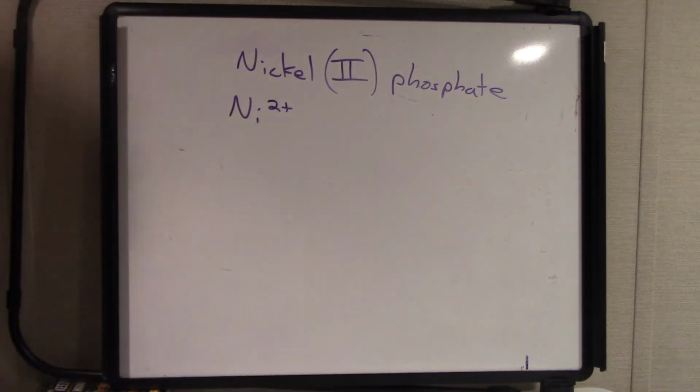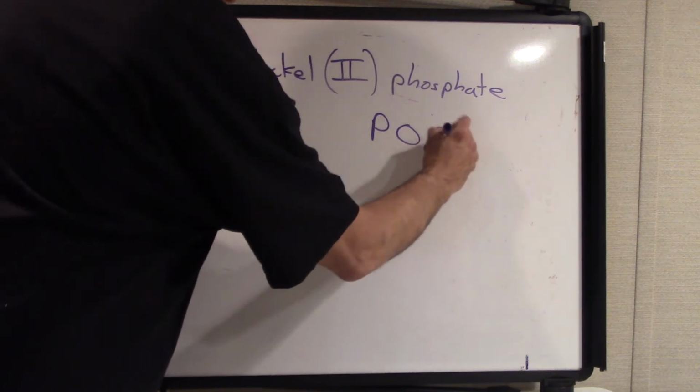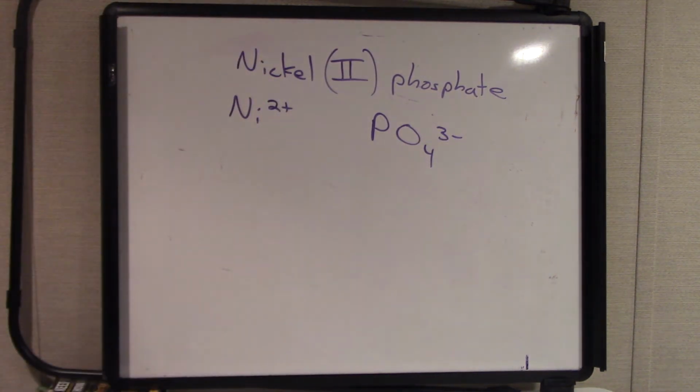I don't know its charge based upon its position on the periodic table, but that's what the Roman numeral is telling me. Roman numeral 2 tells me that it's got a charge of +2. Phosphate, I need to know the formula and charge for phosphate from memorizing the polyatomic ions. That's going to be PO4 3-.